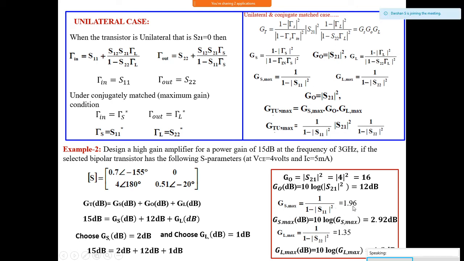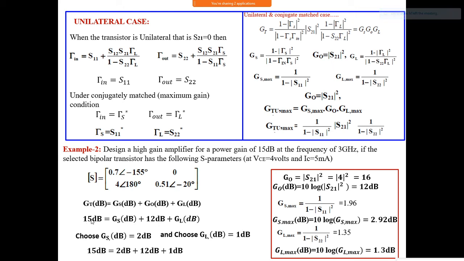GS maximum we can get is only 1.96, which means 2.92 dB. This is the maximum you can get, 2.9 dB. Similarly, GL maximum you can get is 1.3 dB. So you cannot take GL greater than 1.3 dB and you cannot take GS greater than 2.9 dB.